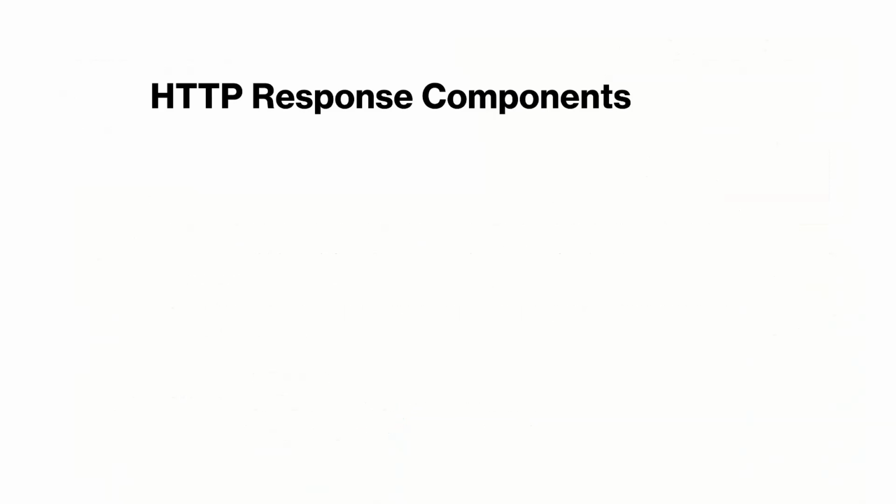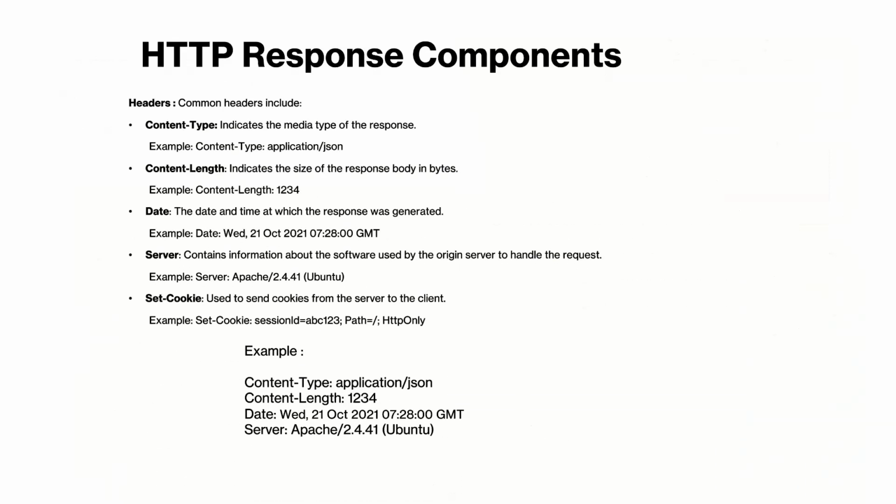The next component of an HTTP response is the headers. HTTP response headers provide additional information about the response. They are key-value pairs that convey metadata about the response. Some common headers include: Content-Type, indicates the media type of the response. Content-Length, indicates the size of the response body in bytes. Date, the date and time at which the response was generated. Server, contains information about the software used by the origin server to handle the request. Set-Cookie, used to send cookies from the server to the client.